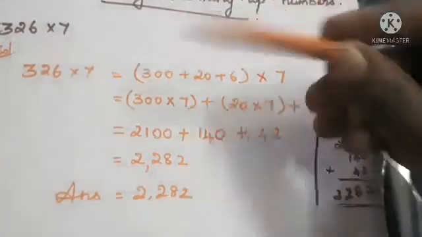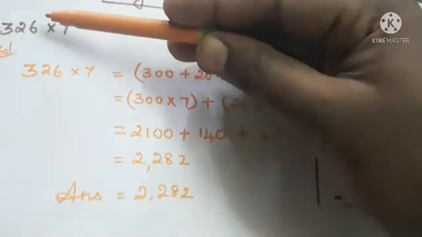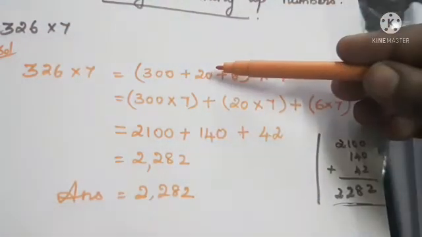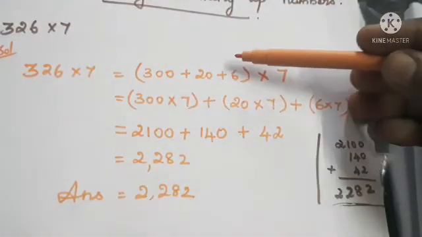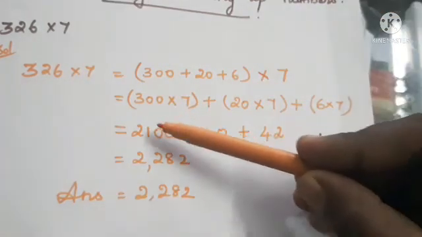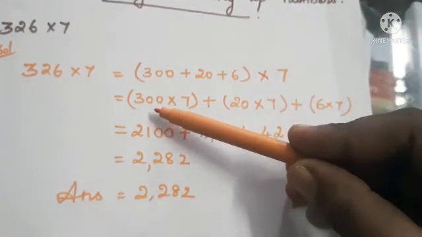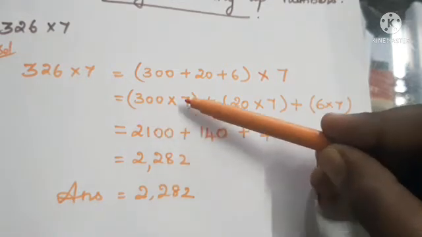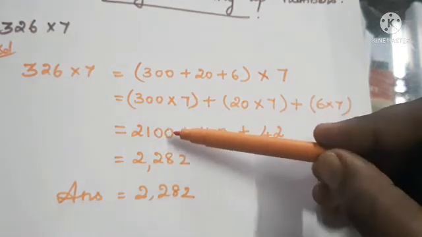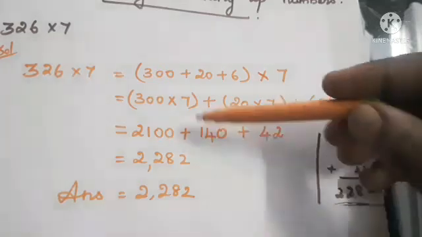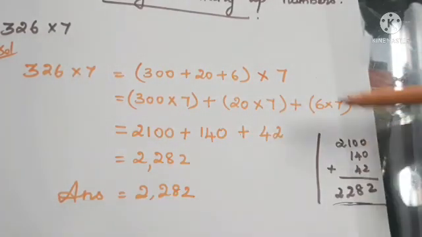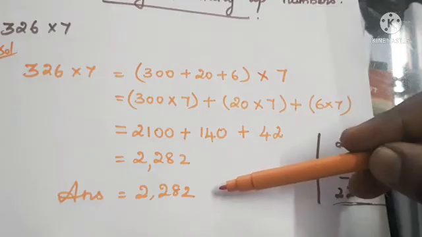So by multiplying 326 by 7 directly, we can break the number as 300 plus 20 plus 6, into 7. It's very easy. We can just add the zeros at the back of the number. First we have to multiply the given numbers, and at the back we can add the zeros. Afterwards we have to get the products and add them, and at the last we get the final answer.